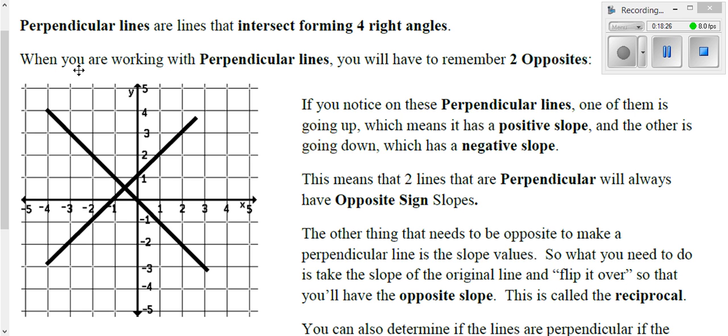When you are working with perpendicular lines, you will have to remember two opposites. If you notice on these perpendicular lines, one of them is going up, this one right here, which means it has a positive slope, and the other is going down, which means it has a negative slope. That's what happens with perpendicular lines in the coordinate plane. One has a positive and one has a negative. That's the first opposite.